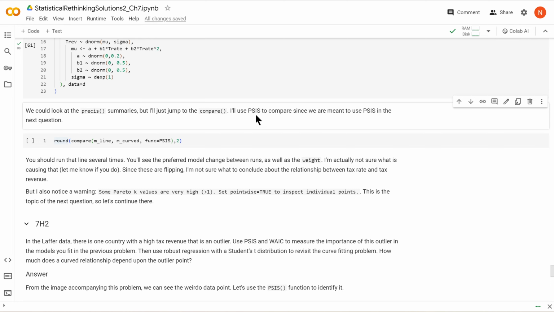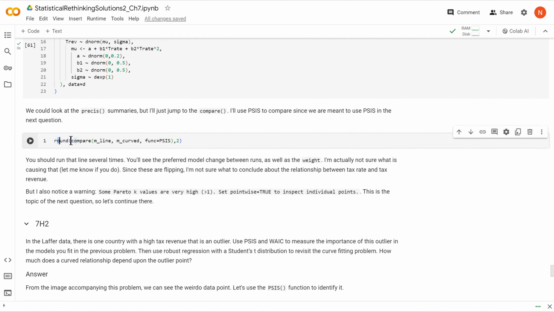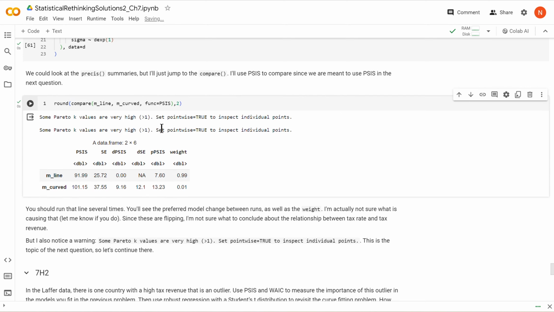So I'm going to use PSIS. You could use WAIC, but I'm going to use PSIS because it will do some things for us in the next question. And just for continuity, I'll use PSIS. So I'm rounding here, that's what the round function is. But the major command here is compare. And I have my two models, and then I'm using PSIS. Okay, and I'm just rounding to 2 decimal points to make it readable. Okay, and so here's our output.